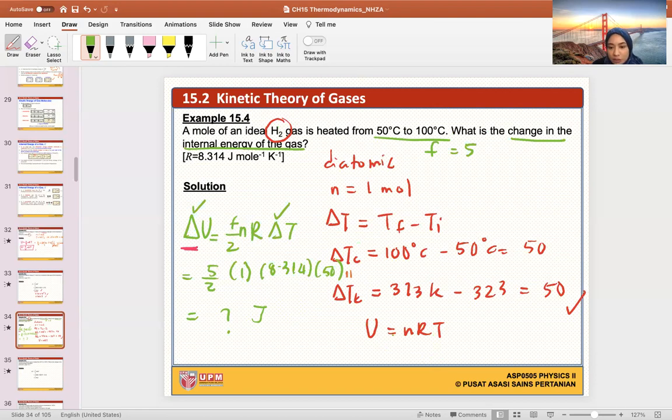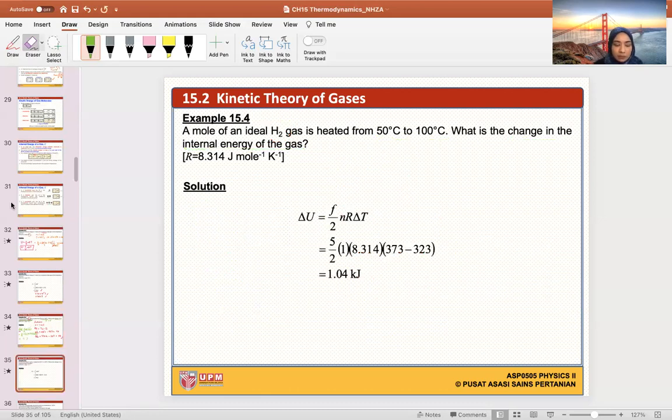Okay, so this is U equals to, wrong. So this is the equation that you should use. And I told you, if you have one delta on the left side, you should have delta on the right side as well. Okay, so this is the solution.